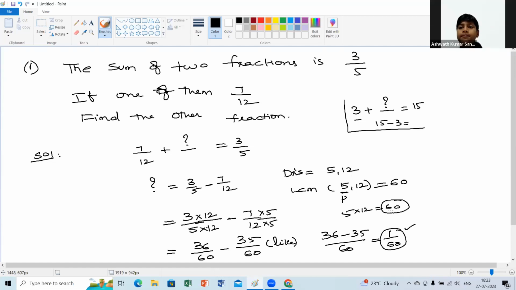To make my denominator equal to the LCM, what change should I make? Think in your mind. So 5 is the denominator. 5 should be multiplied by 12 only, and I get 60. Teacher, I have noted. Finished. Okay, fine. Good, good.